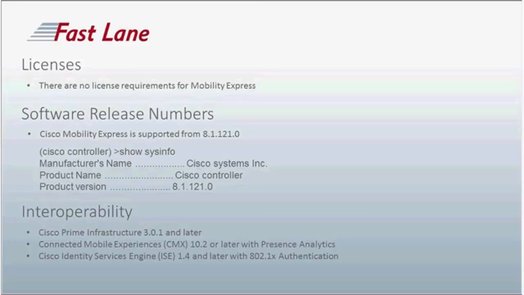Not only that, if you've got Cisco Prime Infrastructure 3.01 and later, you can manage the wireless solution from within Prime. If you want to do presence analytics, it's supported with CMX 10.2 and later. Plus, it supports AAA using 802.1x authentication, which can link up to a Radius server, as long as your Radius server, being the Identity Services Engine, is 1.4 or later.